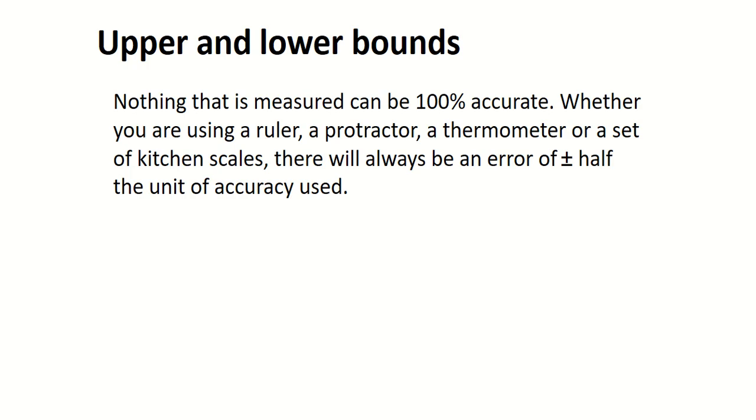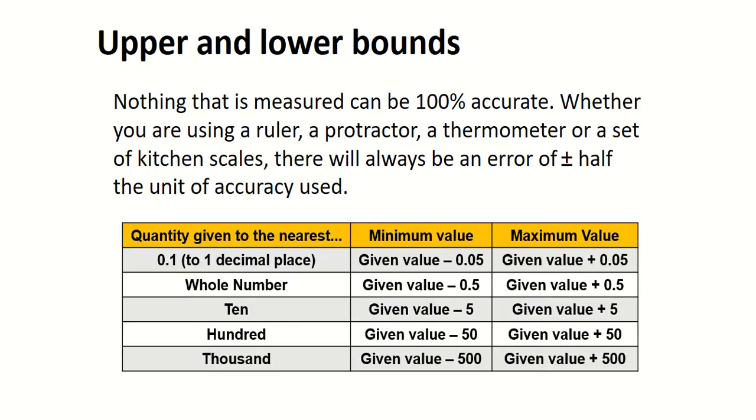But a quick recap. If I'm rounding to 1 decimal place, which is 0.1, half it, I'll get 0.05. Add it to your rounded number, take it away. Whole number, let's say a number was rounded to 8. What's the lower bound? Half of the whole number is 0.5, so 7.5, upper bound 8.5. A number was rounded to the nearest 10. Let's say I got the answer 90. What was the smallest number possible? Half of 10 is 5, so 85. Upper bound is 95. For 100, take away 50, add 50. For 1000, take away 500, add 500.